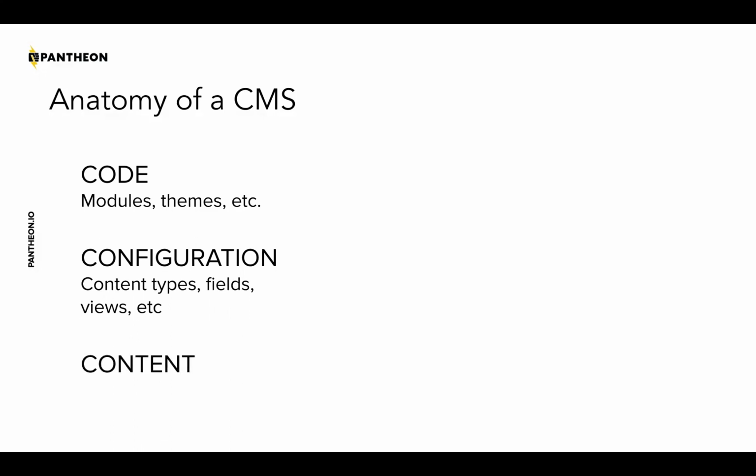Another piece is configuration. Now, configuration are the content types, the fields, the dynamic lists or views, all of the things that really give your website personality, things that make it different from the other websites that are out there on the internet. And then we also have content. And this could be made up of blog posts, products, your customers, even sometimes your users, people who are logging into your website are all considered content.